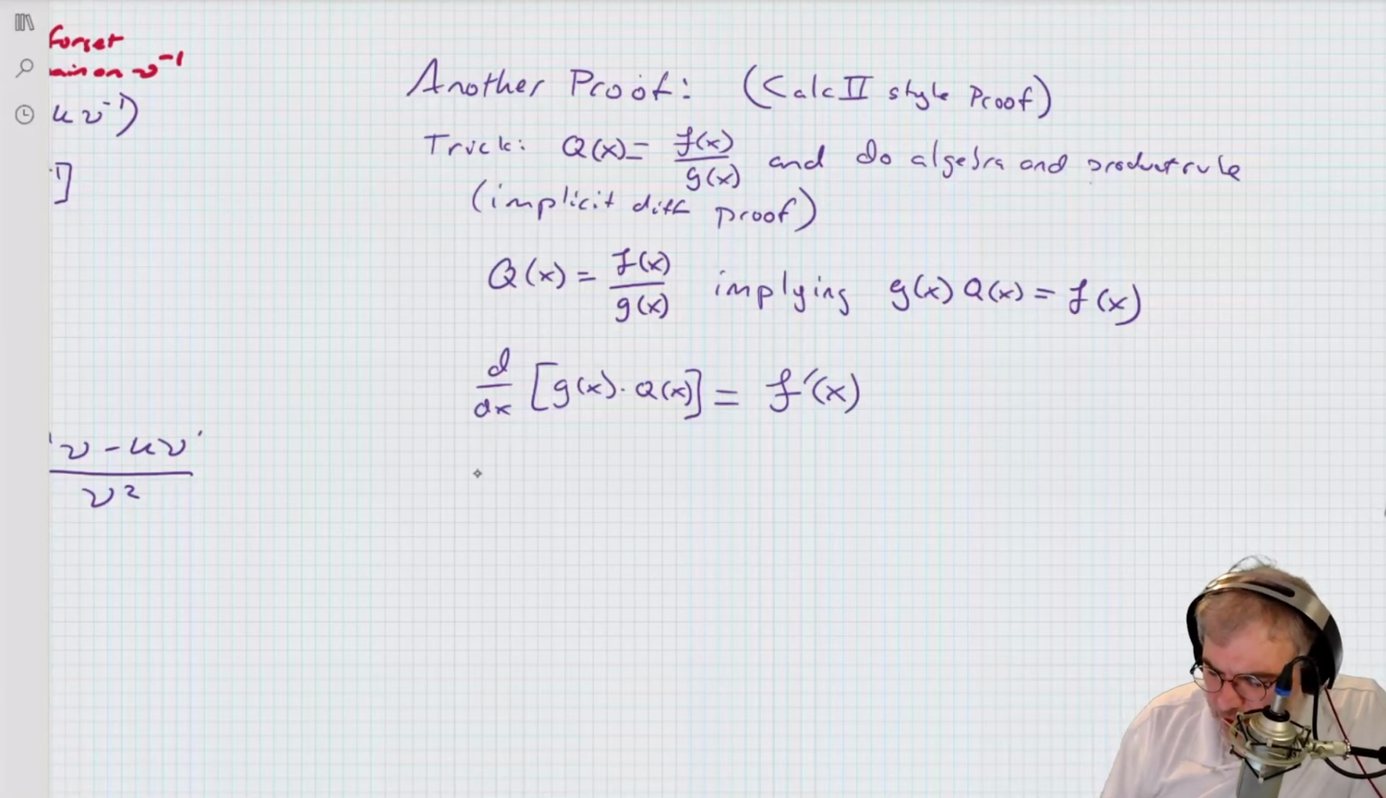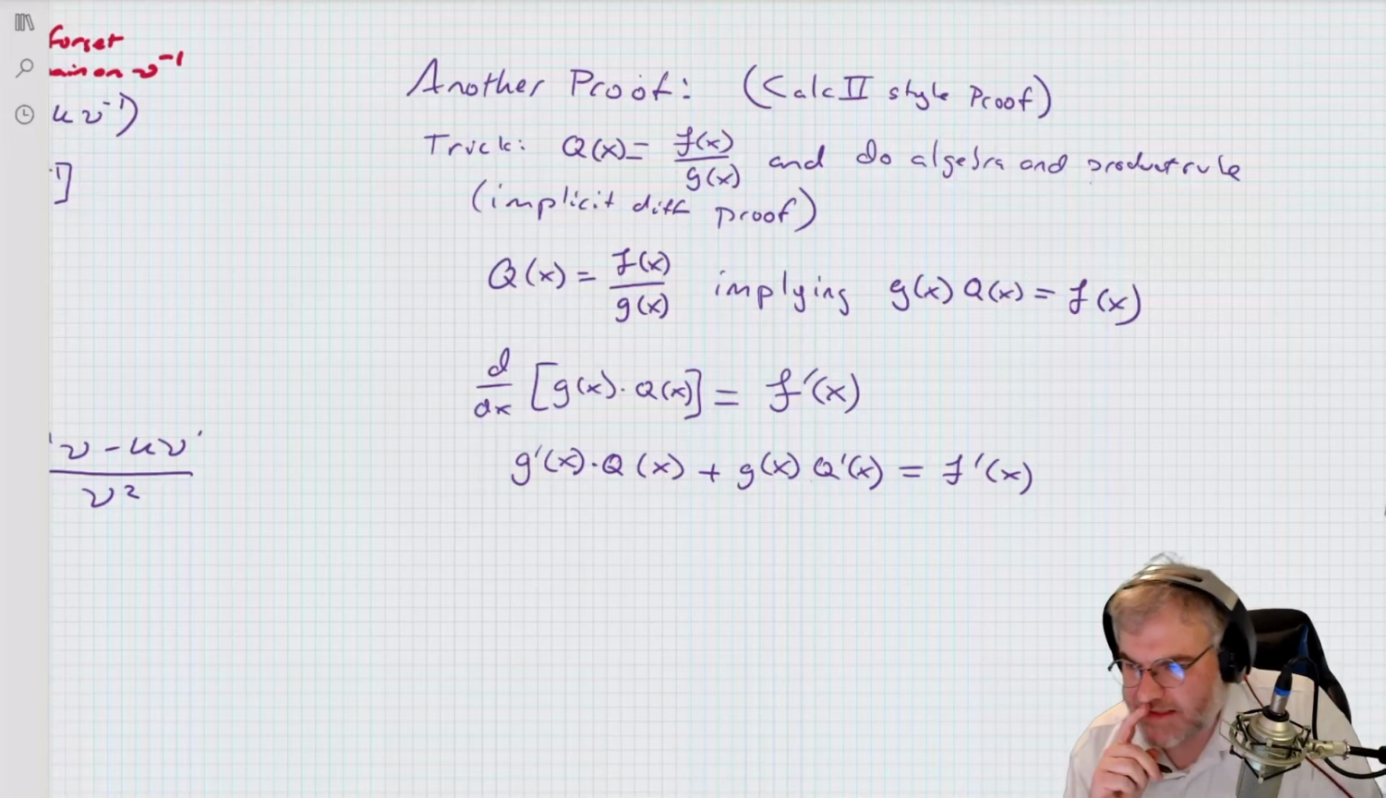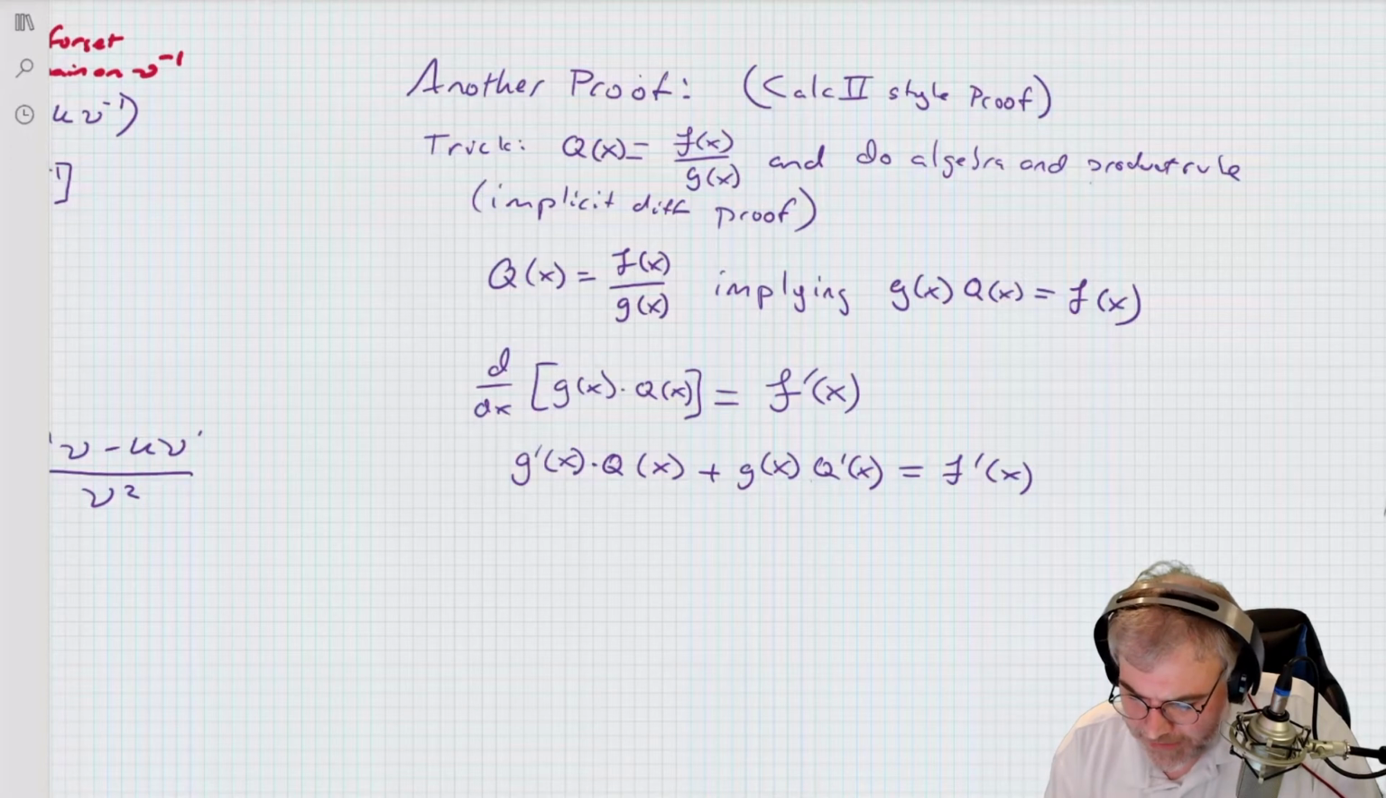Okay, so now I'm going to do the product rule on this side, and I get G prime of X times Q of X plus G of X times Q prime of X equals F prime of X still. All right, now I'm going to solve for Q prime of X, because that's kind of my dy over dx thing.